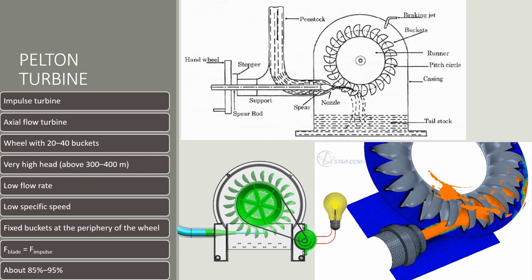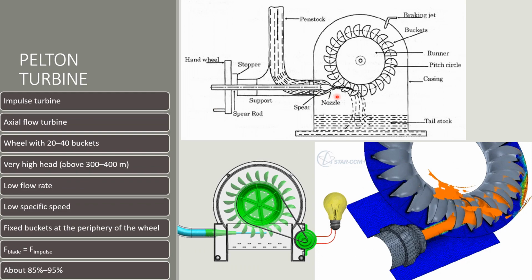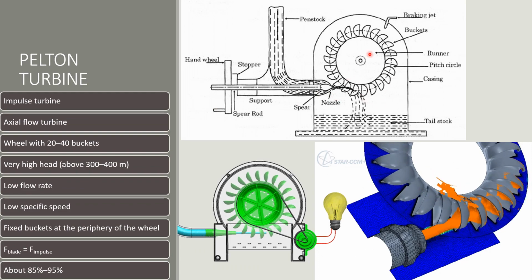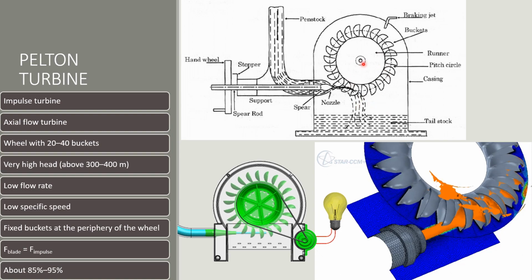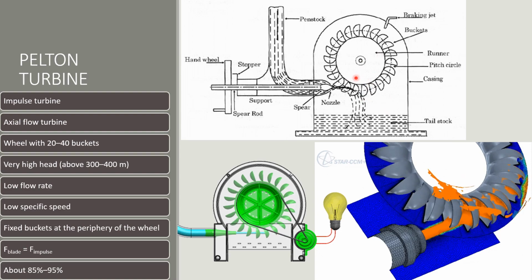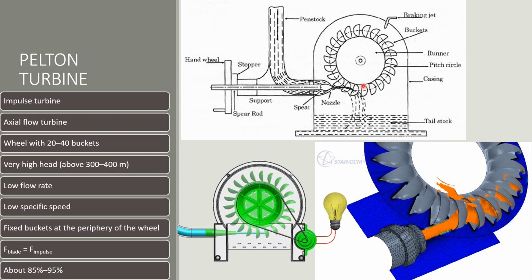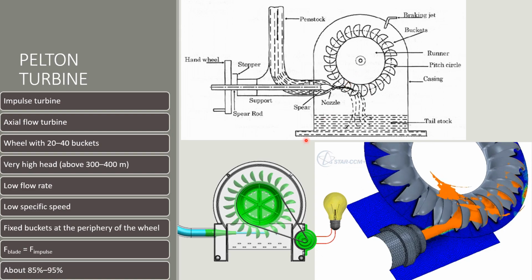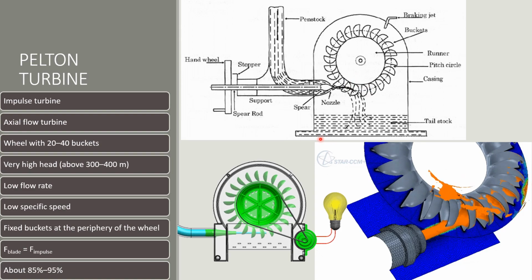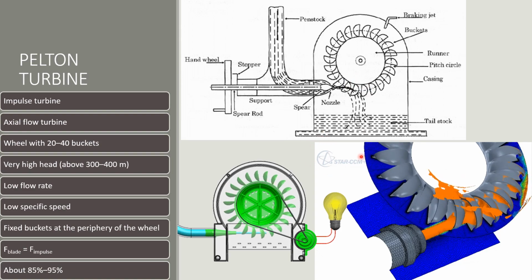Now we'll be discussing Pelton turbines. Pelton turbines are basically impulse turbines, and they are axial flow turbines. We have 20 to 40 buckets fitted on this turbine, or the rotor, and they are used for very high head, about 300 to 400 meters. They have a very low flow rate and low specific speed. The efficiency of this Pelton turbine is about 85 to 95%.